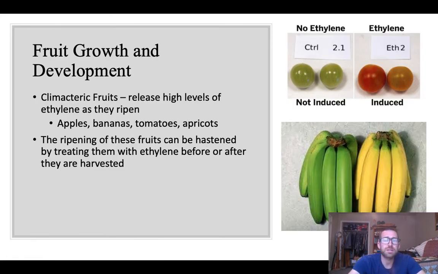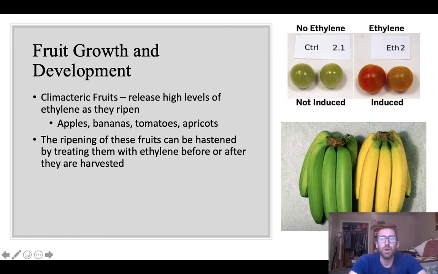Another important hormone is ethylene. Ethylene is actually the only hormone that is produced as a gas in your plants. There are a number of fruits that are called climacteric fruits, and they release very high levels of ethylene as they ripen. These include apples, bananas, tomatoes, apricots. And that ethylene gas results in almost like a positive feedback. It results in or helps to ripen more fruit, right?